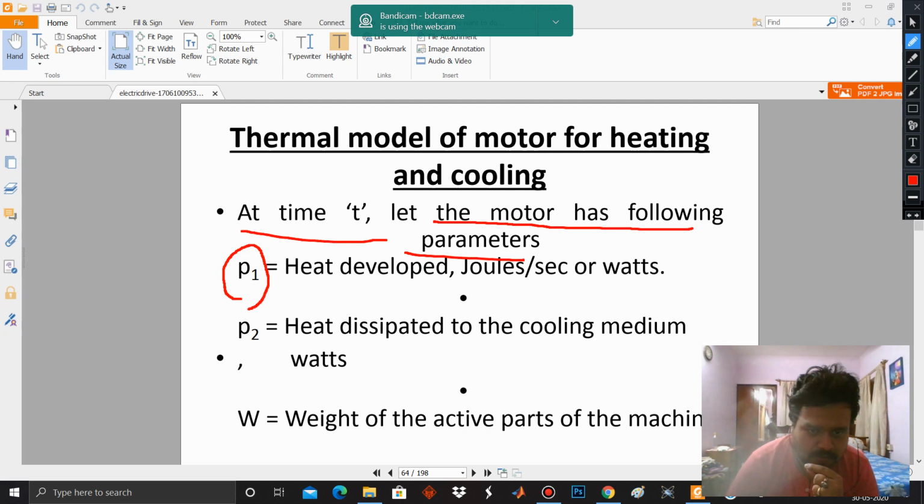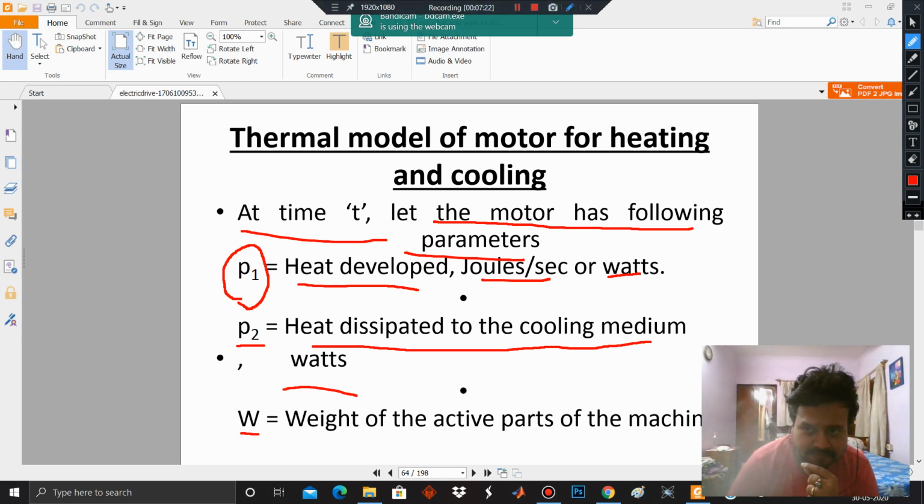Let us say that small p1 is the heat developed in joules per second or watts. P2 is the heat dissipated to the cooling medium in watts. W is the weight of the active parts of the machine. So all these notations are used to develop the modeling of the machine during heating and cooling. All these parameters are noted after operation of a time t.